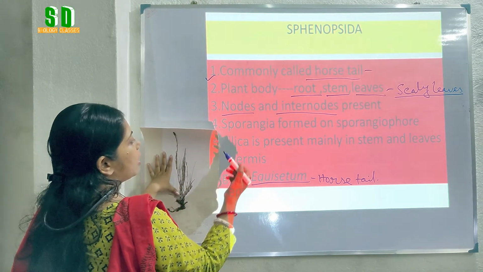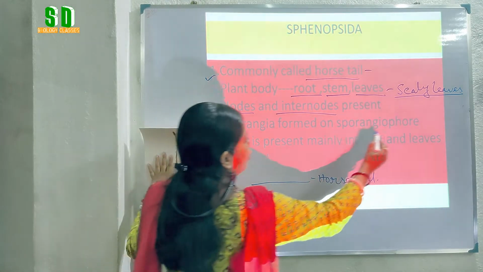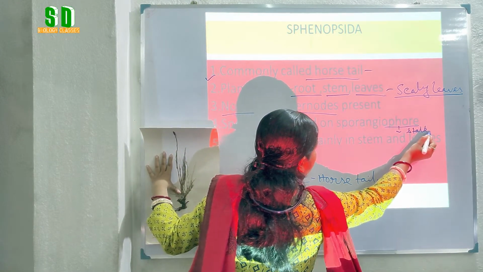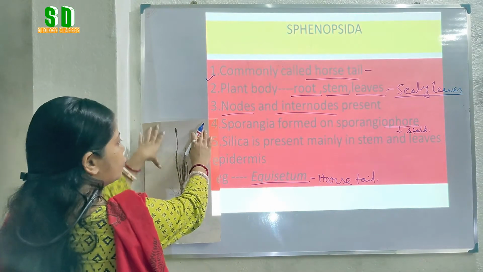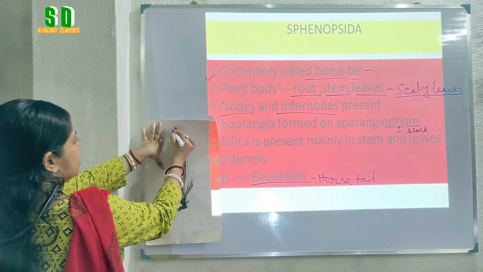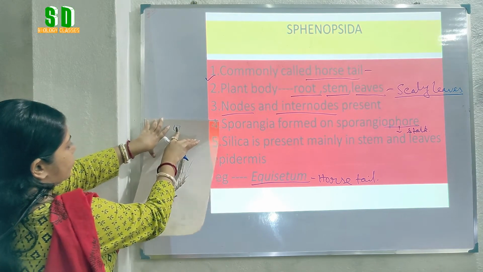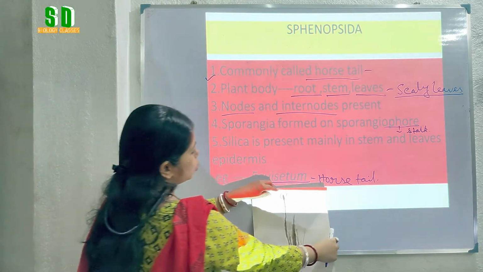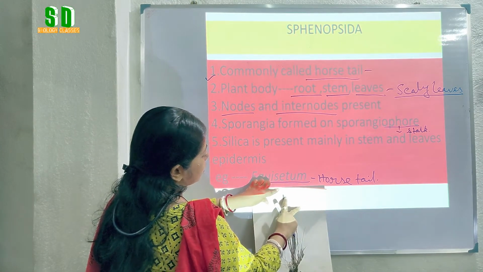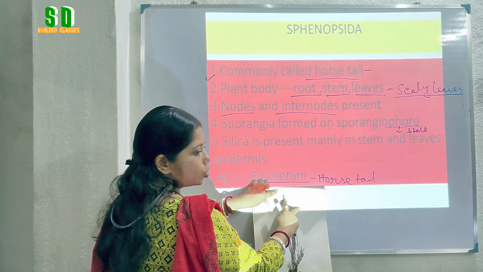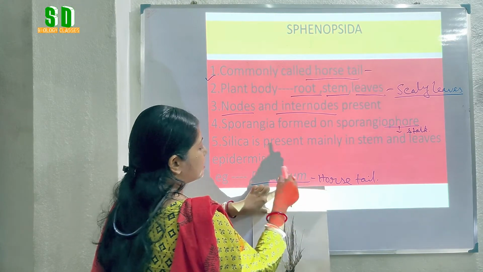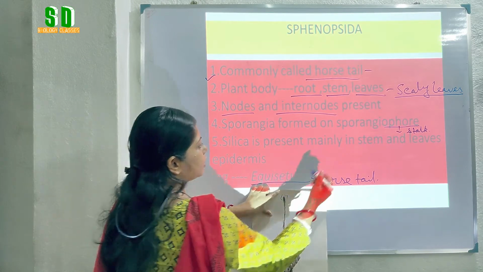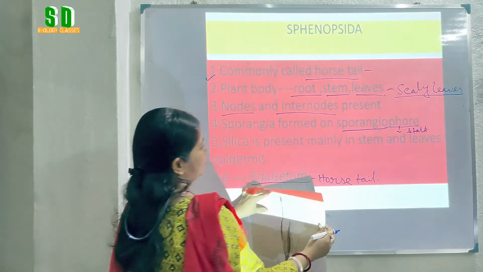The sporangia are present in the sporangiophore. Phore means stalk-like structure. So here you can see the sporangia. They make the strobilus or cone-like structure. These are the sporangia which are present in a strobilus or cone-like structure, and they are present on a stalk. And the stalk that bears the sporangia is called the sporangiophore.